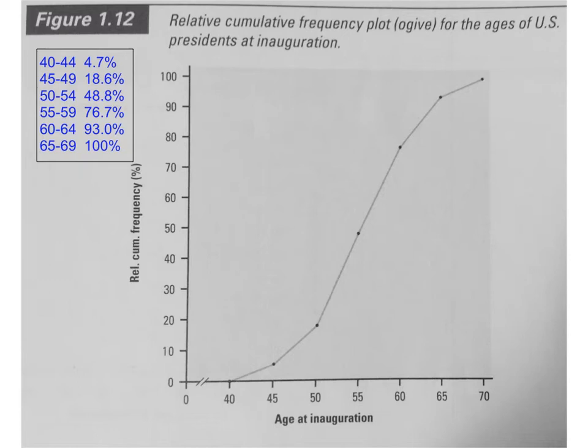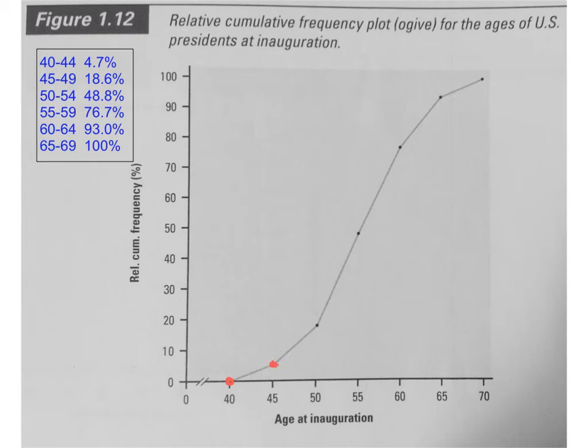So here is a much better picture, this one coming from your textbook on page 61, of what the completed ogive would look like for the ages of U.S. presidents at inauguration. I've put those relative cumulative frequencies and the classes over here just for reference. As I was constructing before, you can see that we started at 40, with a point at 0, because at 40 years of age, 0% of presidents were inaugurated before that age group.